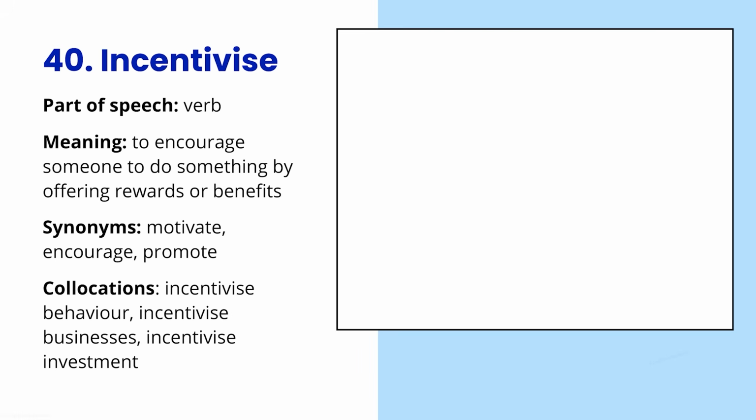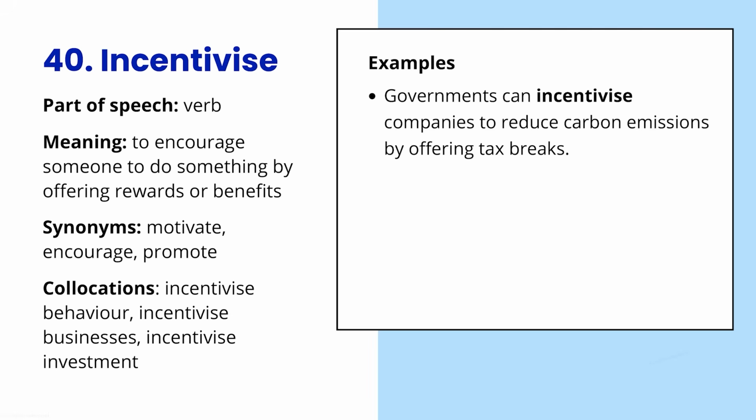And finally, incentivize investment. Governments can incentivize companies to reduce carbon emissions by offering tax breaks. So this is saying that governments can encourage companies to reduce their carbon emissions. How? Well, by offering tax breaks. So that means that the companies will have to pay less tax.